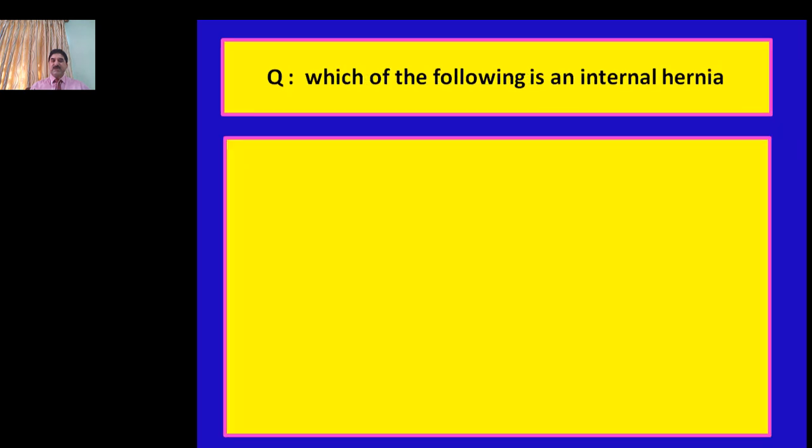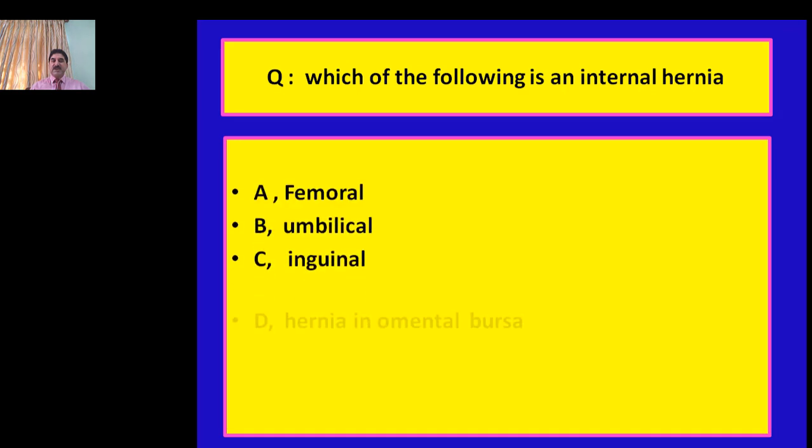Our next question is, which of the following is an internal hernia? A, femoral, B, umbilical, C, inguinal, D, hernia in omental bursa. The correct option is D. Hernia in omental bursa is an internal hernia.